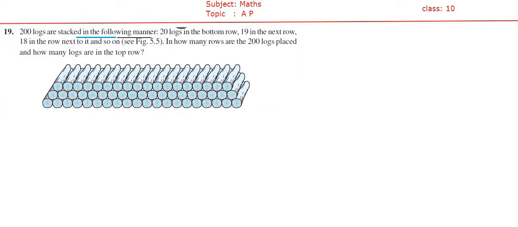200 logs are stacked in the following manner: 20 logs in the bottom row, 19 in the next, 18 in the next row, and so on. In how many rows are the 200 logs placed? I hope I understood the question.